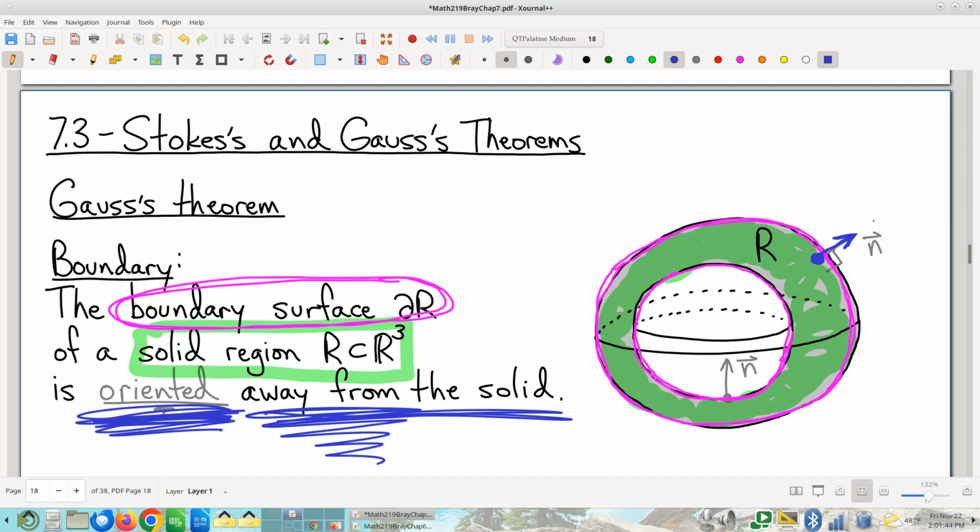If you're looking at an interior piece of the boundary surface, notice that away from the solid, at this point, the solid is here. Away from the solid is actually inward, not outward. So you got to be super careful about that. Please don't oversimplify too much with that convention.